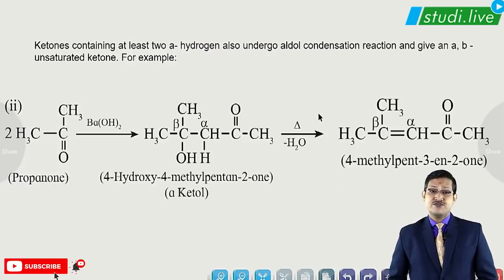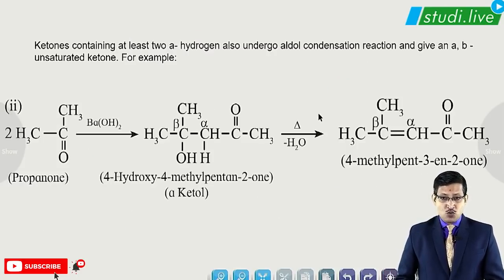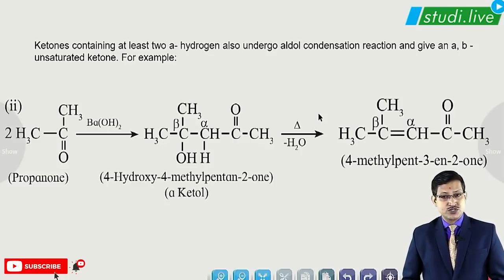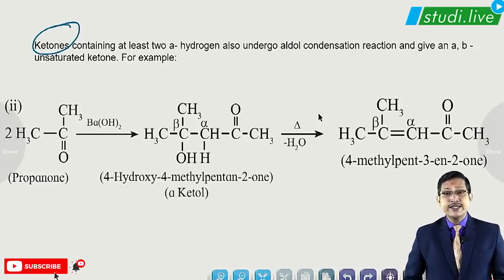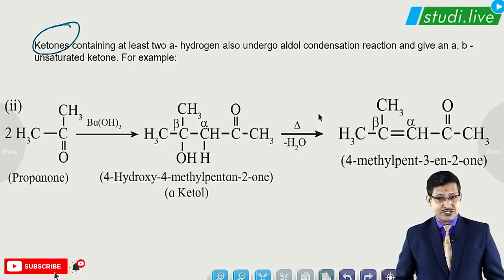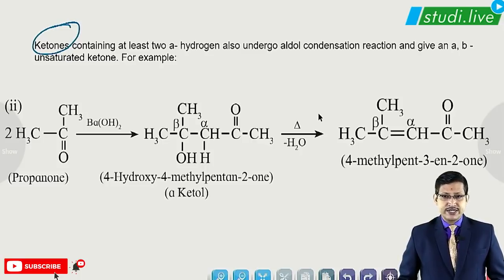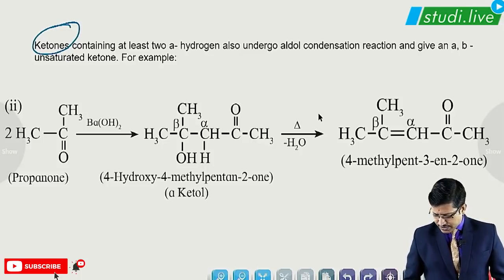The reaction is the same way for ketones. Just now what we did was the reaction for aldehydes. Now the reaction for ketones. In the reaction for ketones, the ketone must contain an alpha hydrogen atom. Now how do you confirm whether it contains an alpha hydrogen atom? A very simple trick I'll give you.